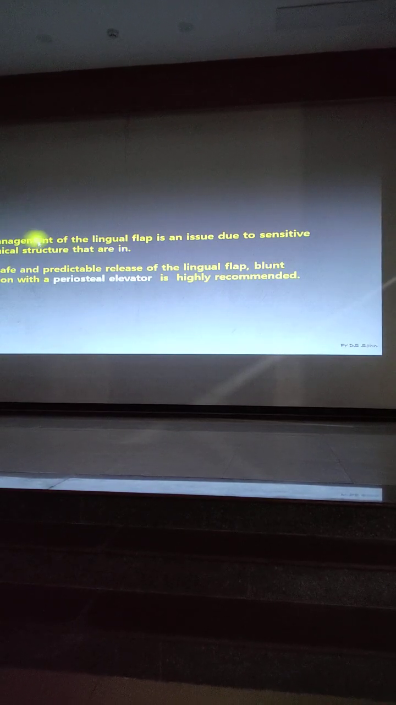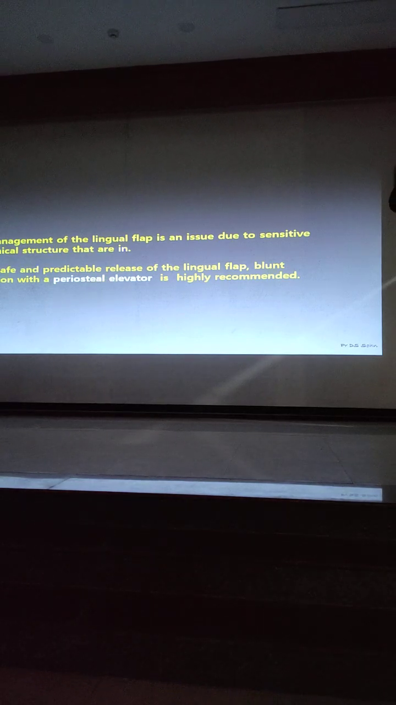In order to do safe and predictable release of the lingual flap, the periosteal elevator is the only instrument. When you release the buccal flap, you need to use the 15C blade, but to release the lingual flap, the periosteal elevator is the only instrument. Do not use a 15C blade on the lingual flap. You can damage the sublingual artery or sublingual gland.